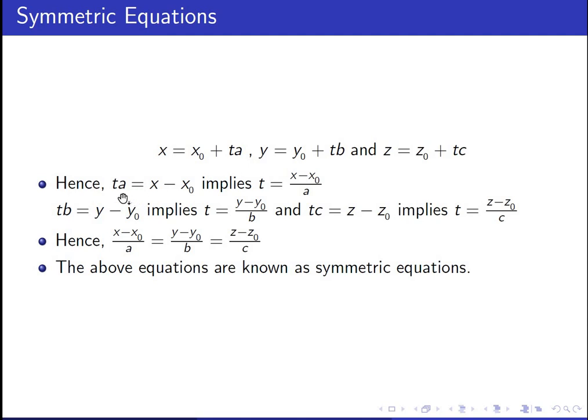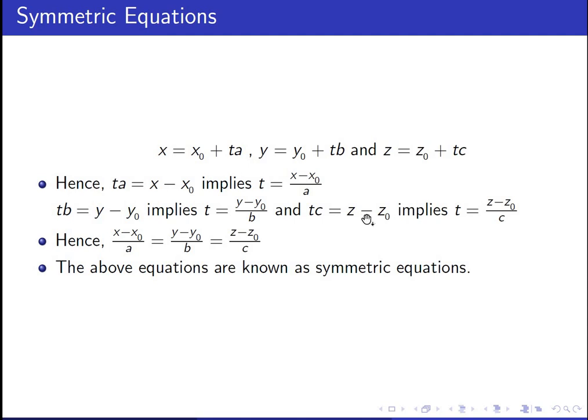For instance, for the first component, we have t a is just x minus x naught when we take x naught to the other side, which implies that when we solve this in terms of t, we have that t is x minus x naught over a. We do the same for y. We solve this y equation in terms of t. We get that t is equal to y minus y naught over b. We solve the third component in terms of t. We get that t is equal to z minus z naught over c.